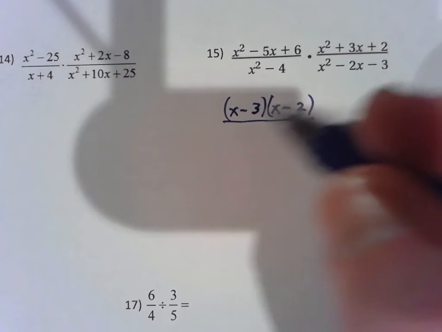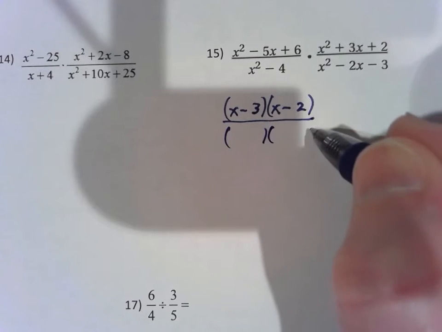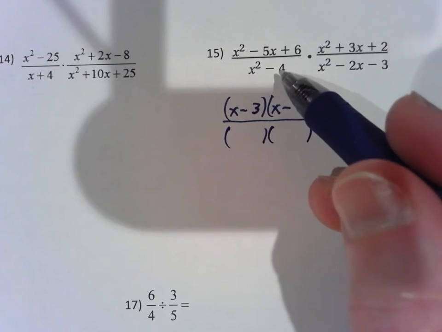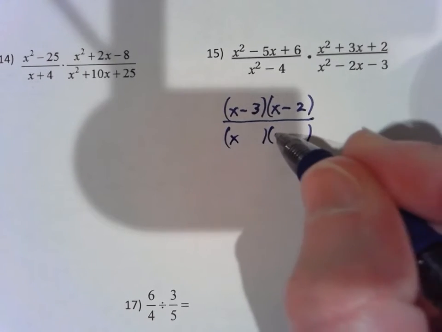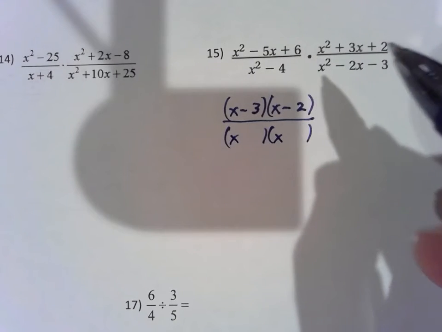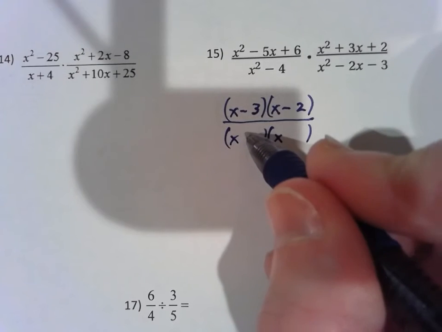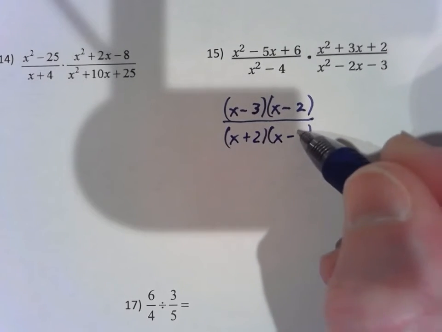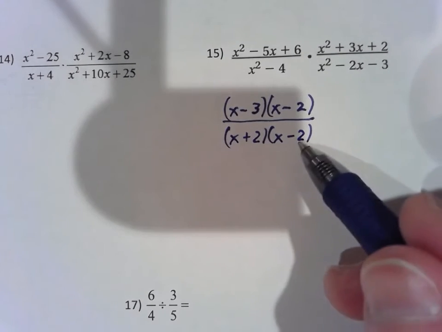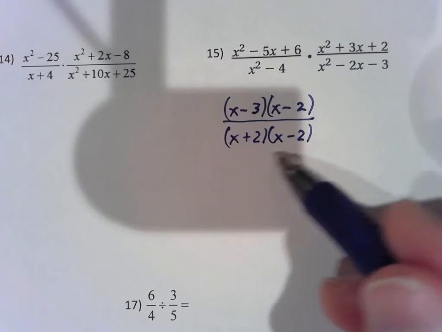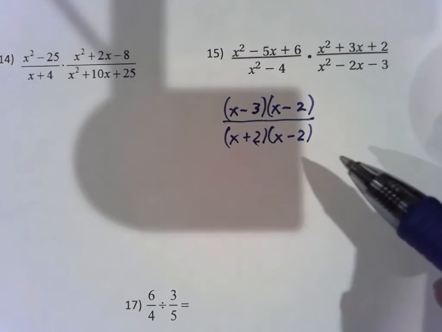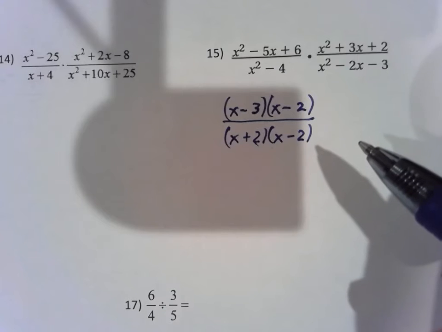On the bottom, x squared minus 4. There's no common factor. I know x times x is x squared, and to cancel out the middle term, these two have to be opposites. So plus 2 and minus 2. 2 times negative 2 is negative 4. Negative 2x plus 2x is 0x. It drops out.